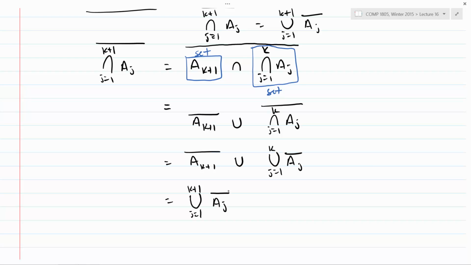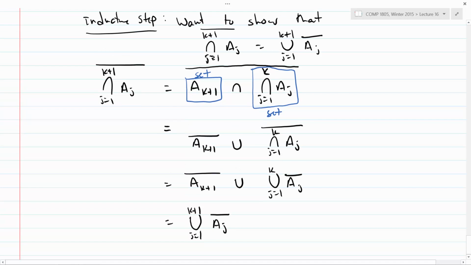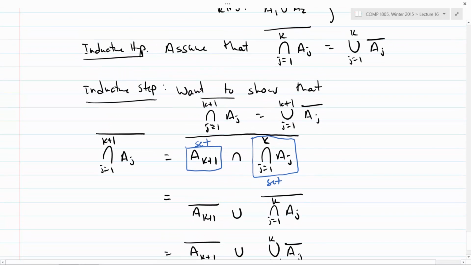All right, so now that I've done that, I'm happy, because if I look back at what I was trying to prove, that's exactly what I was trying to prove. Any questions about that?